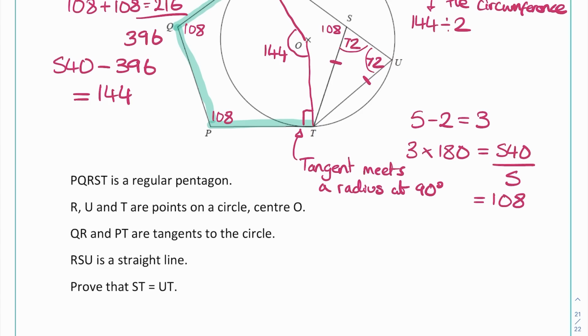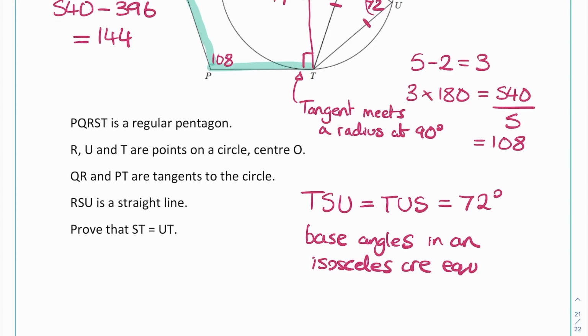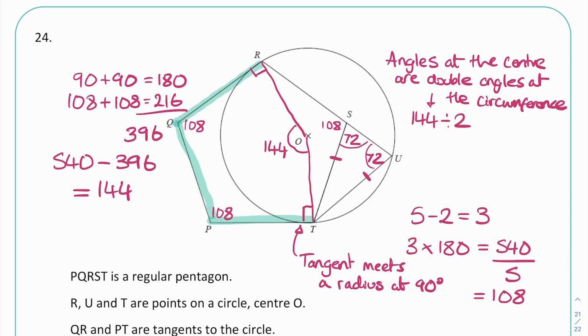Obviously we need to make a conclusion here, so we have that, let's see what the angle's called, TSU. TSU is equal to TUS, as they are both equal to 72 degrees. We would say that base angles in an isosceles are equal, and therefore ST is equal to UT. And there we go, and that would be our proof for that one.